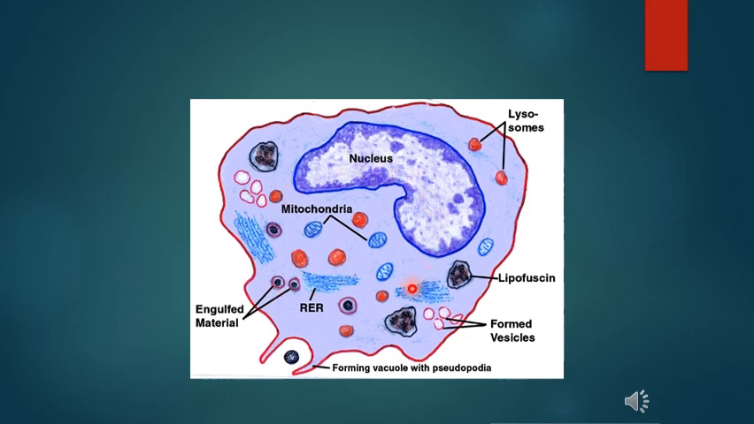This cell is the macrophage. This is a diagrammatic picture. As you can see here, the cell has an irregular membrane. Why? In order to form pseudopodia. Any phagocytic cell, after phagocytosis and engulfing of the material, should react with lysosome, and the lysosome arises from the rough endoplasmic reticulum and the Golgi apparatus.